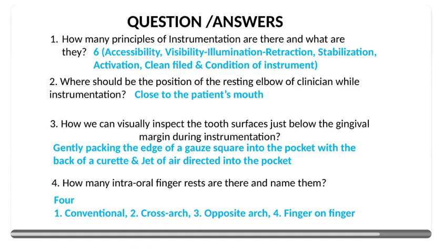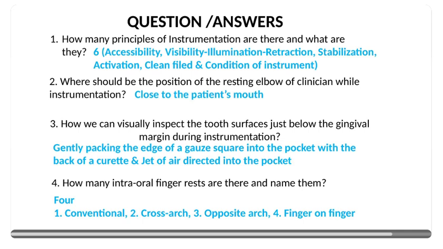Now the question-answer round. Question 1. What are the principles of periodontal instrumentation? Name them. Answer: there are 6 in number: accessibility, visibility, illumination, retraction, stabilization and adaptation of instrument, activation of instrument, maintaining a clean field, and condition of instrument.